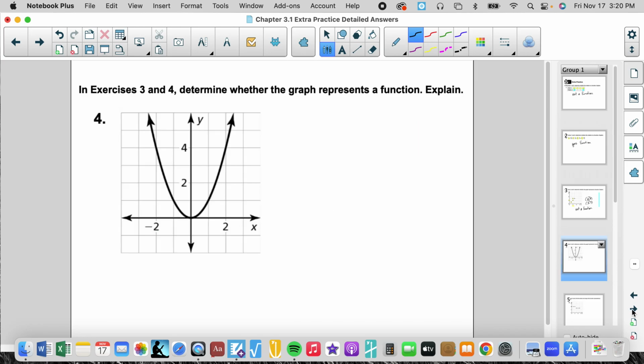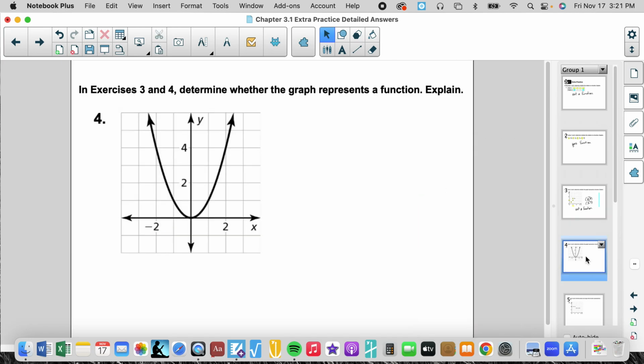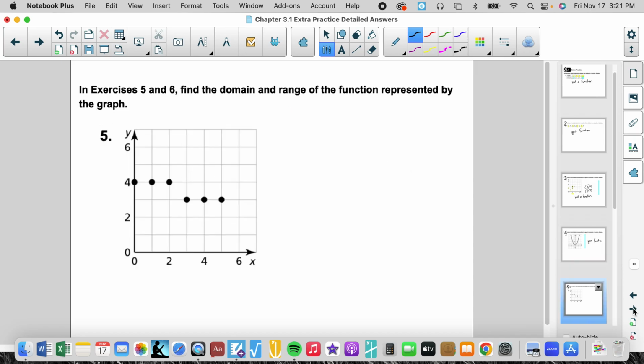Determine whether the graph represents a function. We can again use that vertical line if we want. Let's copy and paste it over on this one. If we draw across, we only have 1 point going through any part of this. So this is a function. Yes, that's a function. No vertical line can be drawn through more than 1 point on the graph.